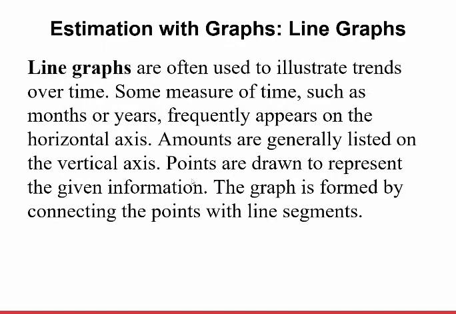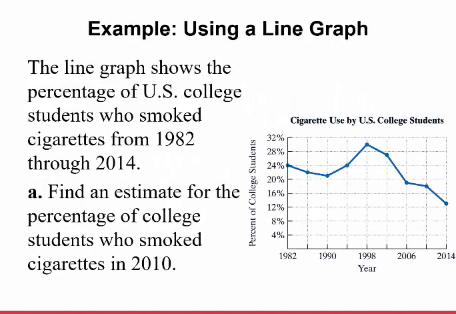All right, let's talk about line graphs. Line graphs are often used to illustrate trends over time. Some measure of time, such as month or years, frequently appears on the horizontal axis. This is the horizontal axis, like a flat line. And amounts are generally listed on the vertical axis. Points are drawn to represent the given information, and the graph is formed by connecting the points with line segments. Let me give you an example.